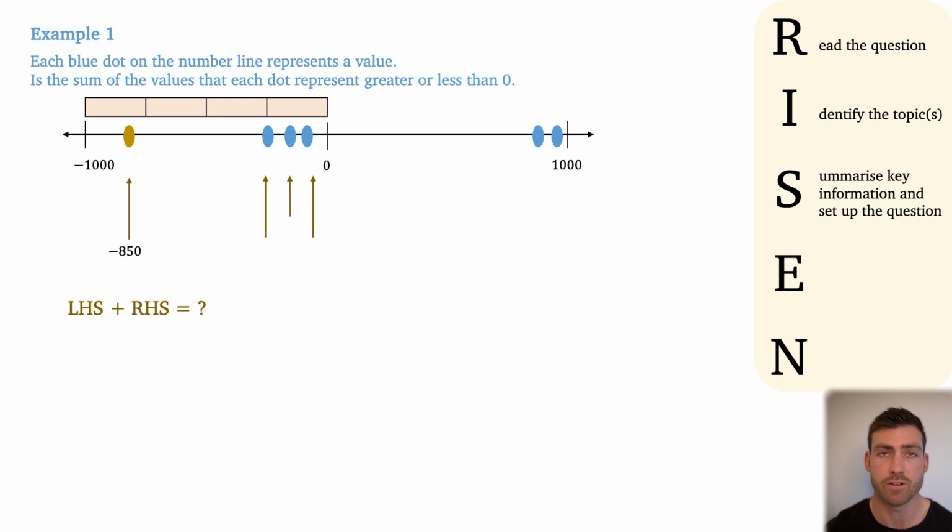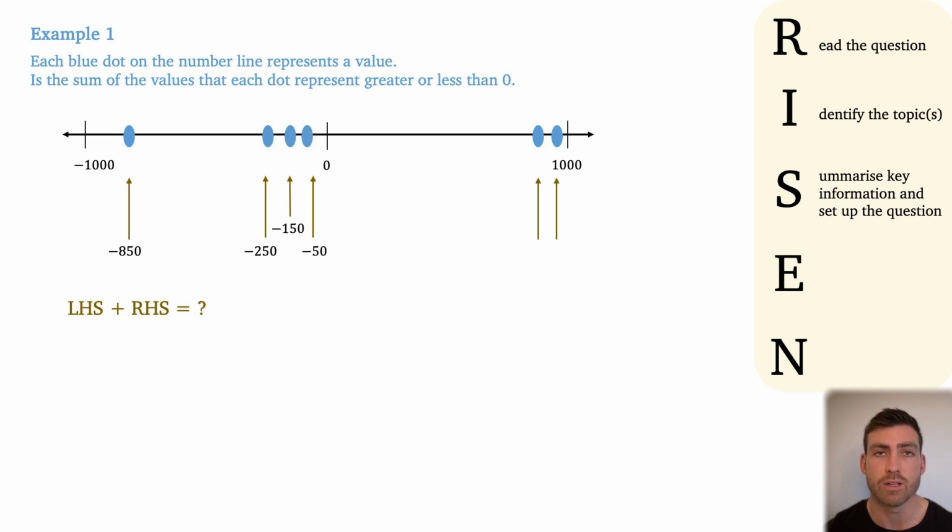Let's say -850. These 3 dots are in the first quarter, between 0 and -250. Let's say -250, -150, and -50. Now looking at the right-hand side, again breaking the section into quarters. Both dots are in the final quarter, so between 750 to 1000. Let's say 900 and 950.